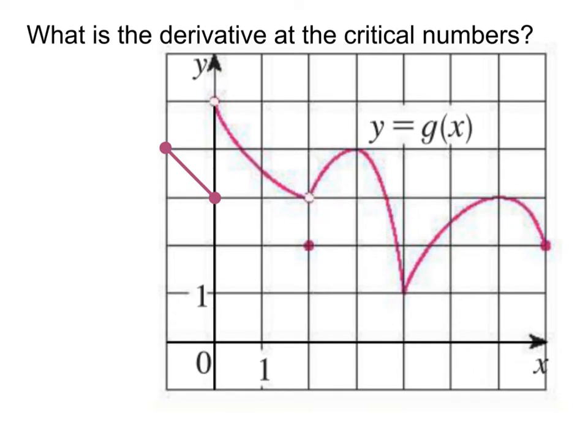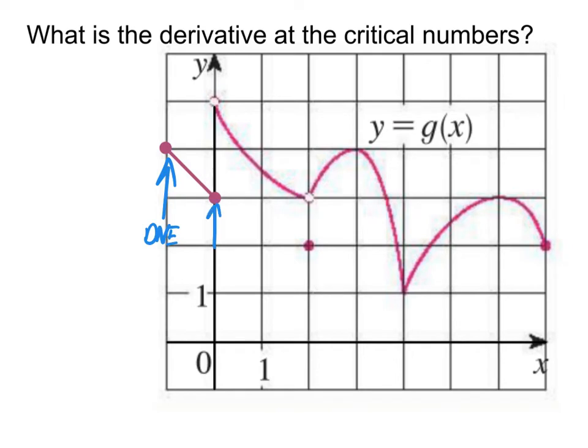Now, a big part of this particular practice problem is that I'm really wanting to make sure that you recognize what the critical numbers are. And there's actually a lot of critical numbers here. This is a critical number because the derivative at that point does not exist. So this is a DNE.